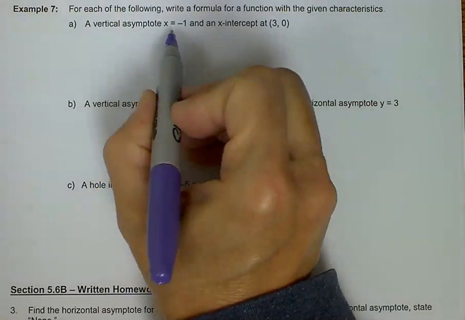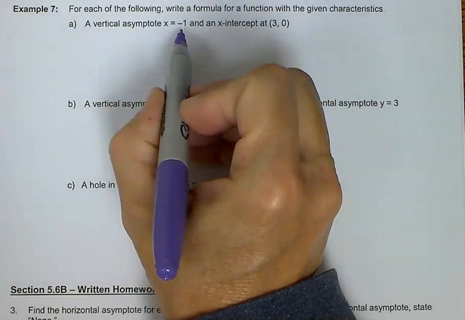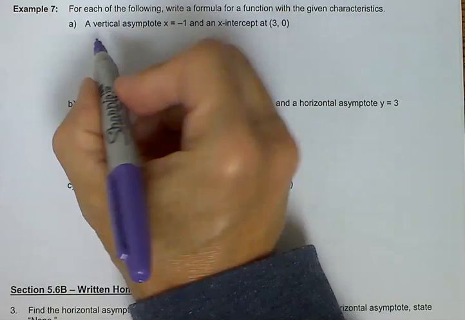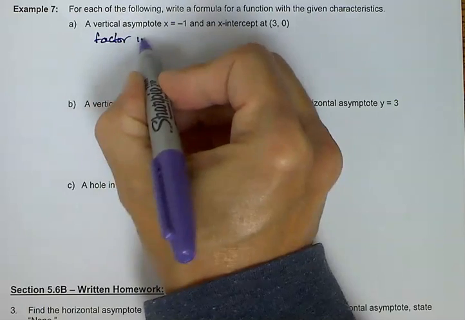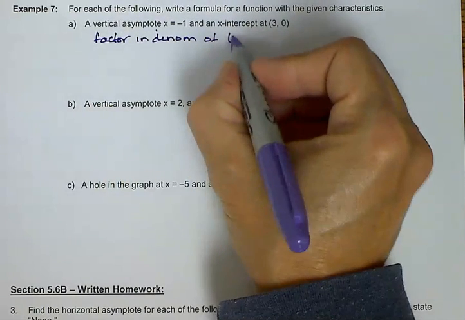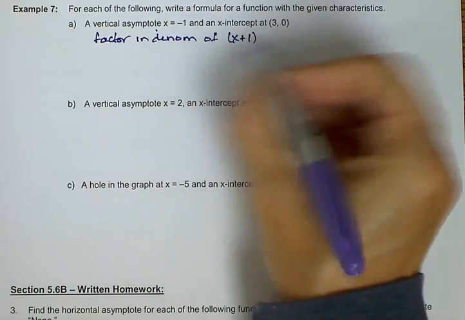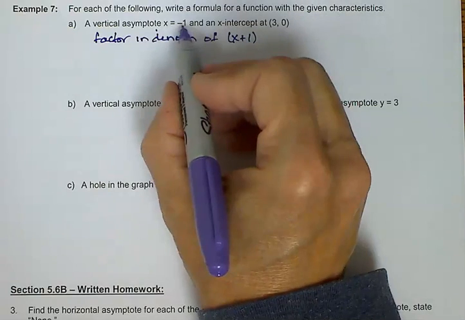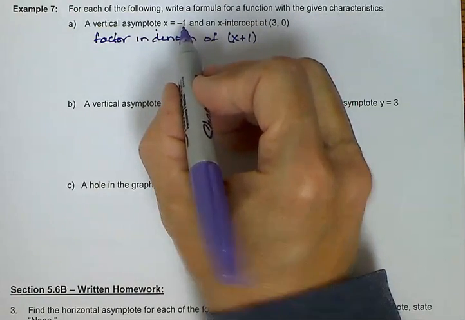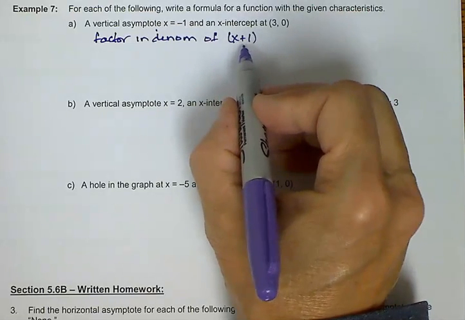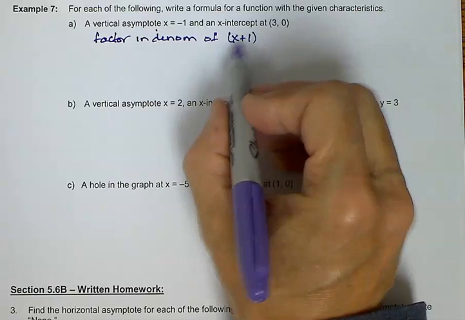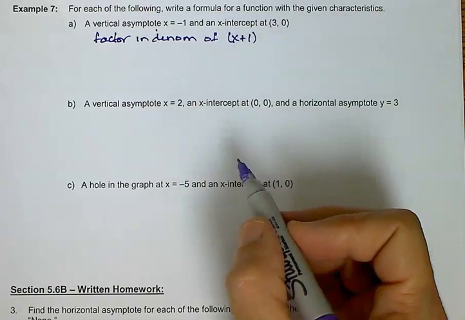To get a vertical asymptote at x equals -1, that means that we would have had to have a factor on the bottom, in the denominator, of x plus 1. We're just picking the factor that would go with this being a 0. So we have to have a factor in the denominator of x plus 1 so that when we put in -1 for x, we get a 0 in the denominator.